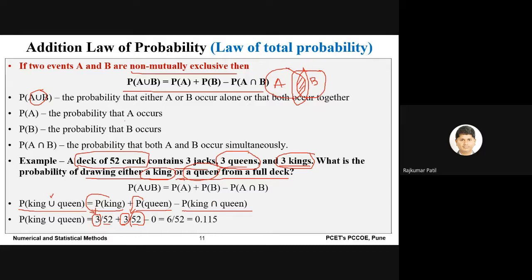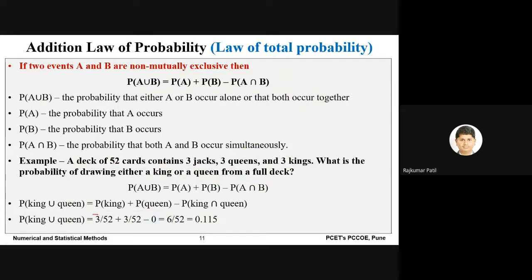And probability of king intersection queen, that is there are 3 kings and 3 queens, so 6 cards which will have queen and king, and total number of cards are 52. So this king intersection queen will be 6 divided by 52. And this part, there is a mistake. So in this particular example, I will explain once again.